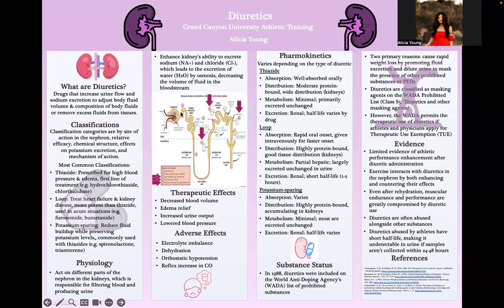The site of action is the proximal convoluted tubule, and this diuretic inhibits a certain enzyme, reduces reabsorption of sodium and water, leading to diuresis, and it also can cause a slight decrease in blood pH. Super common for treating things like altitude sickness, for example.